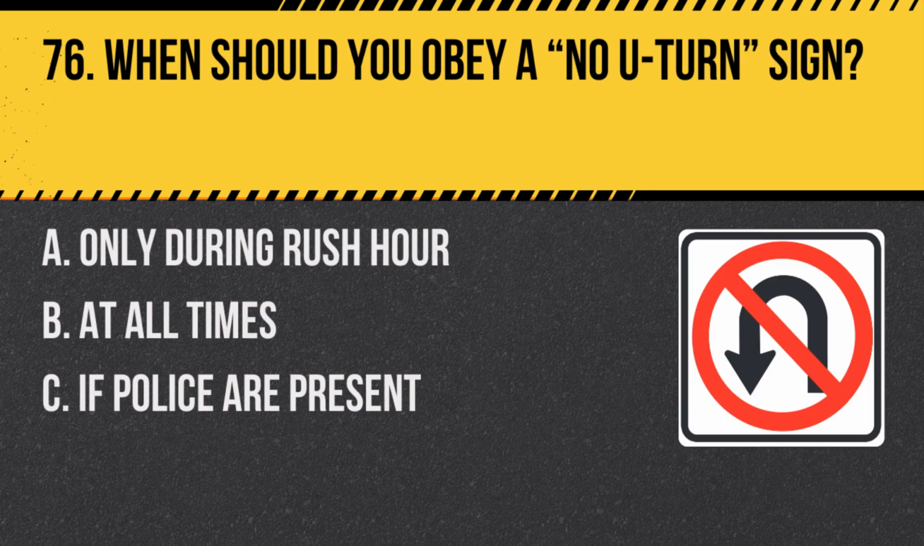Question 76. When should you obey a no U-turn sign? A. Only during rush hour. B. At all times. C. If police are present. Answer B. At all times. A no U-turn sign must be obeyed at all times, indicating that U-turns are prohibited.